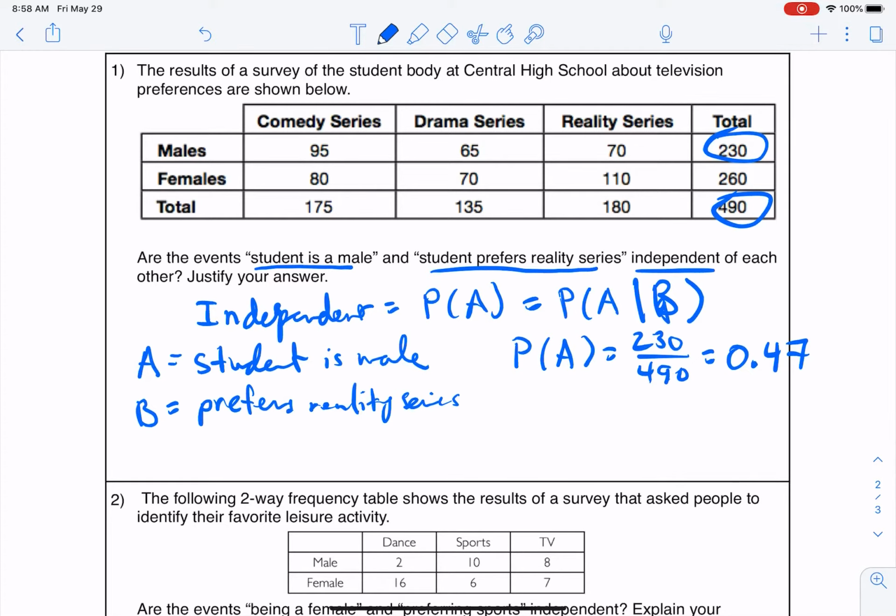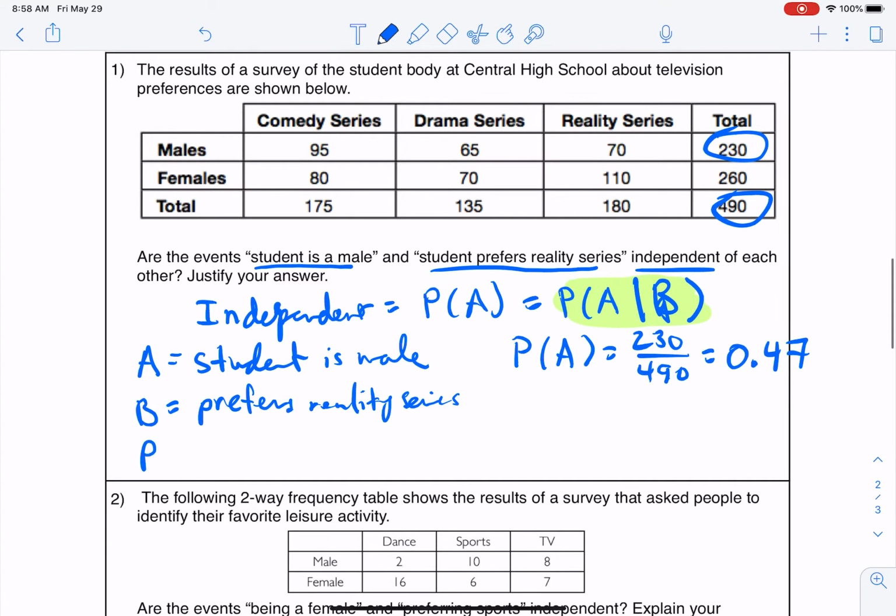Okay, so next, really all we need to calculate is what is the probability of A given B? So if we write that out in words, what that really means is, what is the probability of male given they prefer reality series?